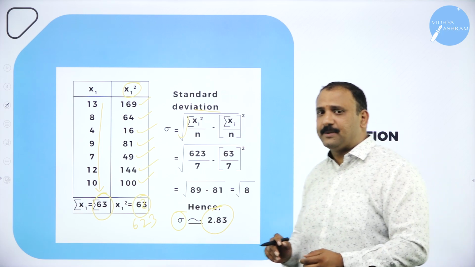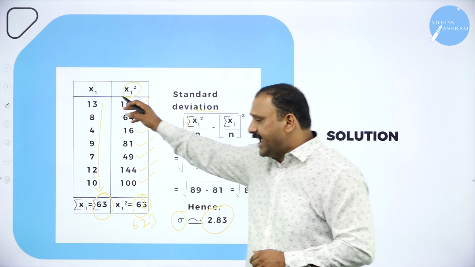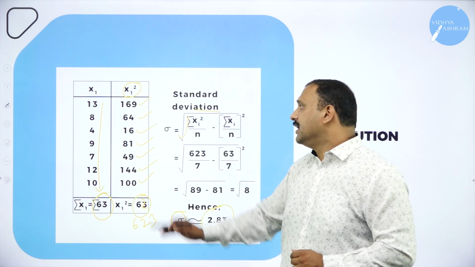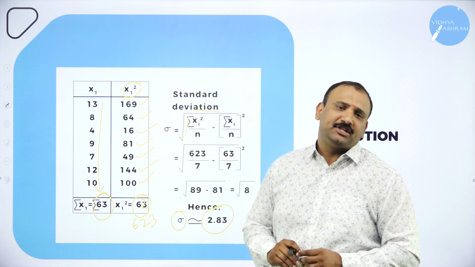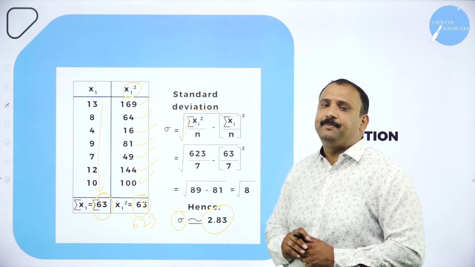Let's try to understand the problem. Let us have a quick recap on the problem. x1 is the column where you're going to write down the given set of data. The next column will be x1 squared. So that will be the squared values of each of the data that has been given.